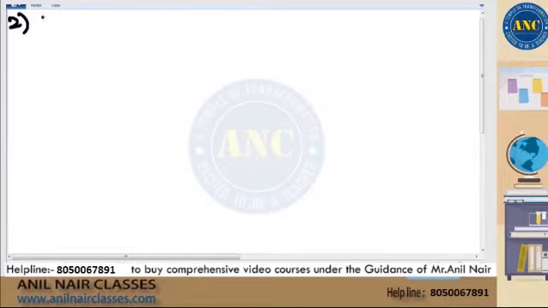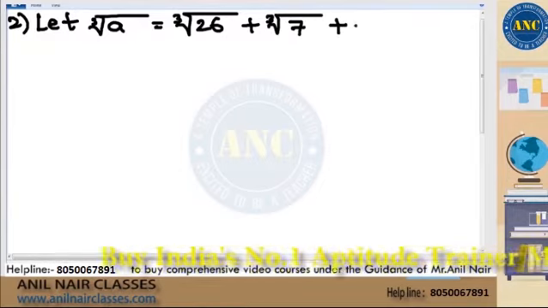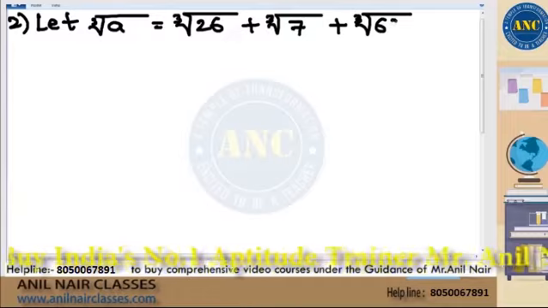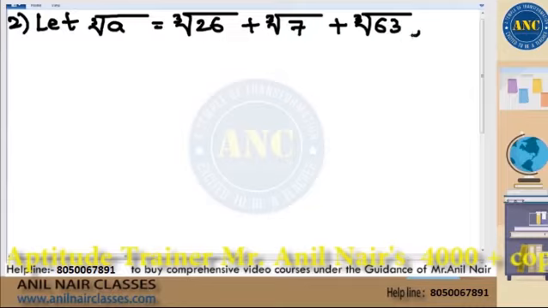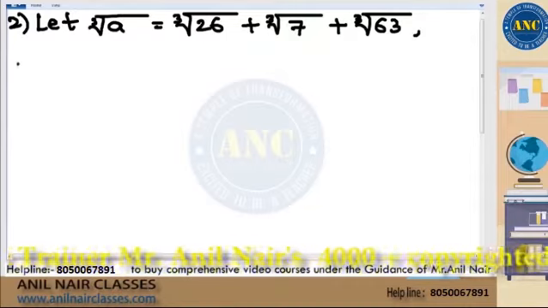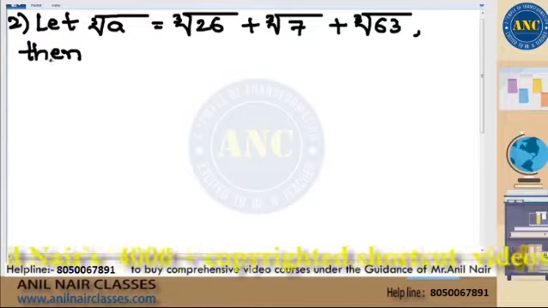Second question, very good question. Your question is, let cube root of a be equal to cube root of 26 plus cube root of 7 plus cube root of 63. Then what are the possible values out of the given options is the question, right? Then which is the possible correct answer is the question.